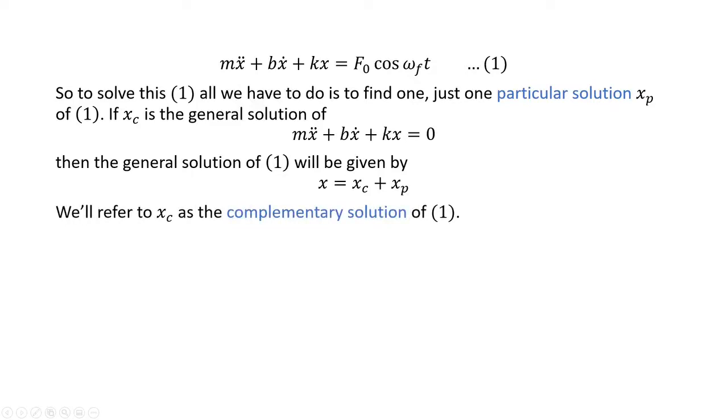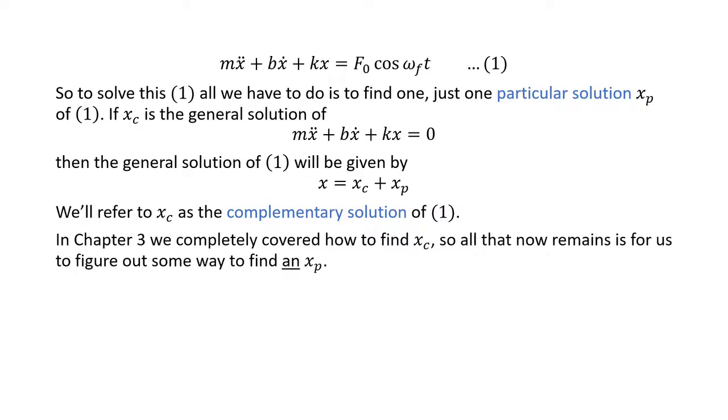Now we will refer to that Xe as the complementary solution of 1. And we of course know how to find it. We've completely addressed that in chapter 3. All that's left is to find one measly single solution of this differential equation. That's all. If we can find just one, then we are done.